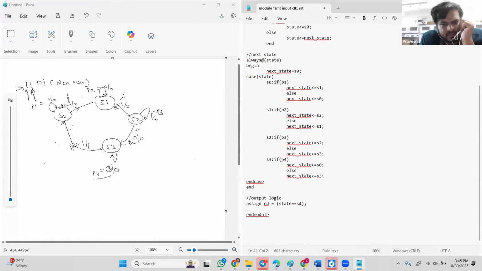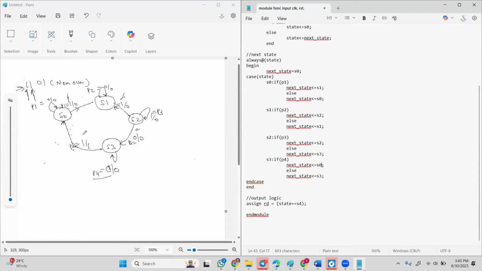When I am taking P4, it's 0, then it is S3. P4 0, then it is going to S3. No, when the input P4 is 1 and output is 0, then it will go to S0 only. Praveen? Yes, ma'am. I'm saying that if the input and output are 0, then it will go to S naught only. From S3 to S0. Yes, ma'am.